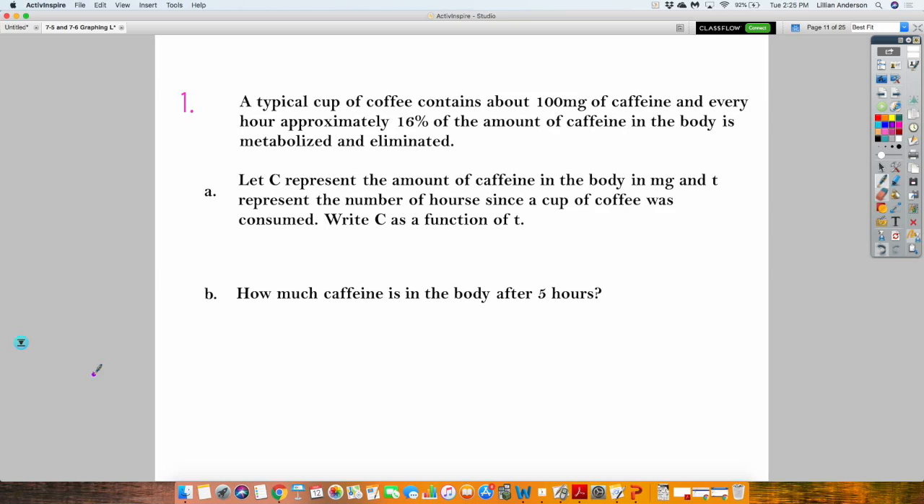So we can already set this up a little bit as C equals blank value for A, times 1 plus blank value for our rate, to the T power, okay? That is key, especially if it says write C as a function of T, okay? So far, so good. Now, what does the A in this problem represent?